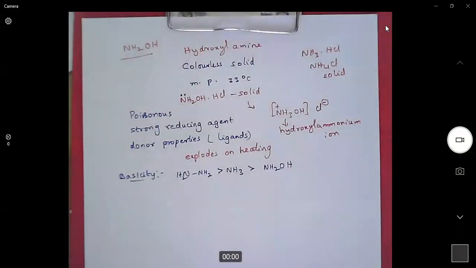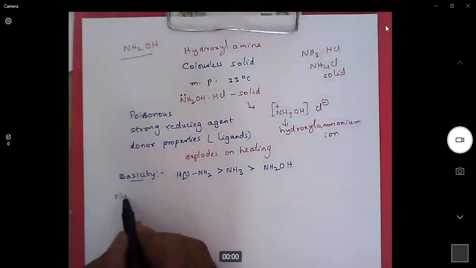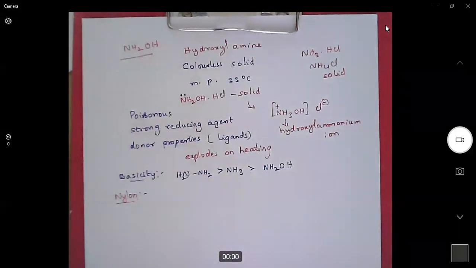What are the uses of hydroxylamine? I'll give one best application for hydroxylamine. Hydroxylamine is used in the industrial synthesis of nylon. What is nylon? Nylon is a strong polymer which is used for fabrics and for ropes, right? So nylon is a strong polymer compound. How do we prepare nylon? Using hydroxylamine.